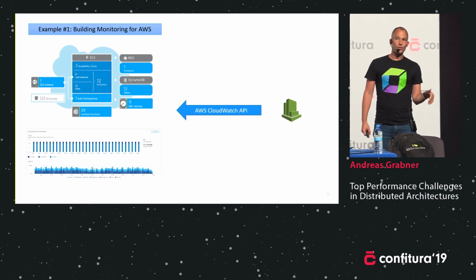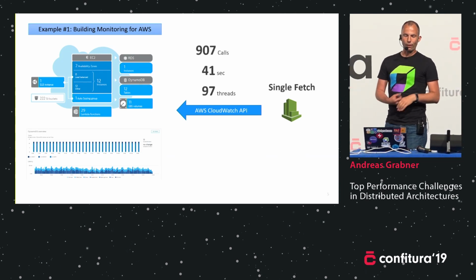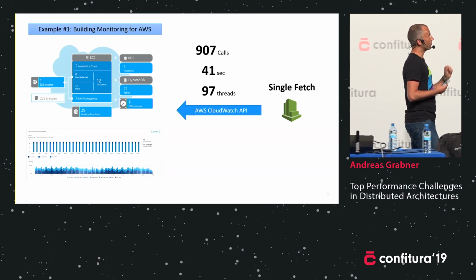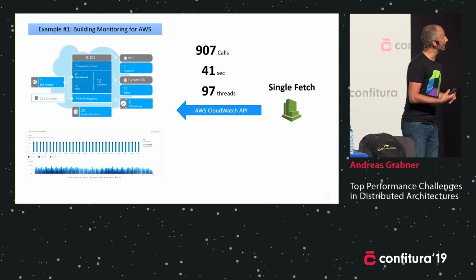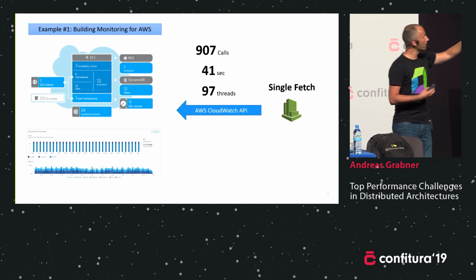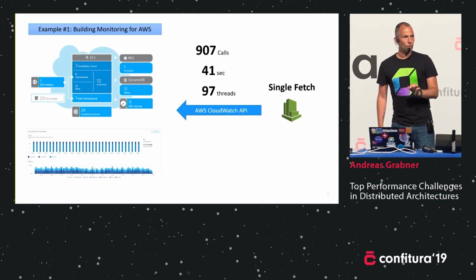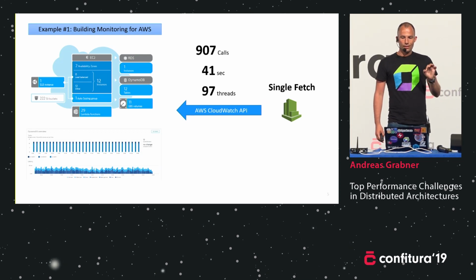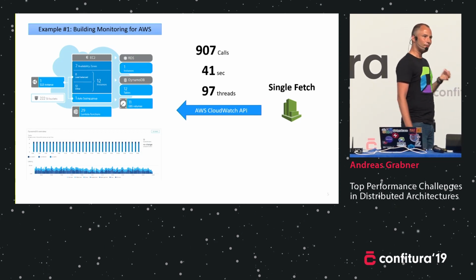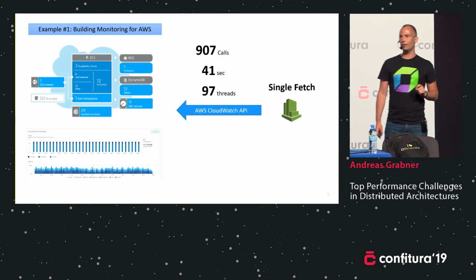In the first iteration of our implementation, where we pull metrics back in a rather small environment, we did a little performance analysis. We figured out that in order to capture data and get more metrics from AWS for a rather small environment, 12 EC2 instances, 1 ELB, 1 RDS, you see it's rather small, it took us 907 API calls to AWS. It took a total of 41 seconds to query that data, and 97 different threads on our side were occupied by that. That was the first implementation.